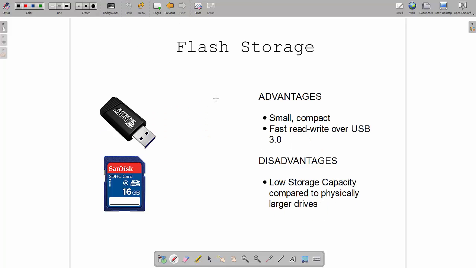Finally, we've got flash storage. Flash storage can cover USB sticks, any sort of card that you put into your computer. They are small and compact, and they've also got a relatively fast read-write speed since USB 3. USB 2 was quite slow. USB 1 was quite slow. They were also only half duplex, which meant you could read or write. You couldn't do both simultaneously. With USB 3.0, you can read and write at the same time, full duplex, and they are quite fast. The disadvantage is that they have a lower storage capacity when compared to physically larger drives.